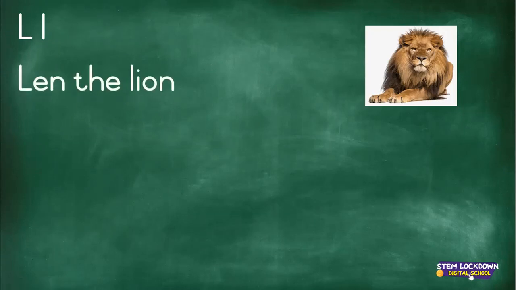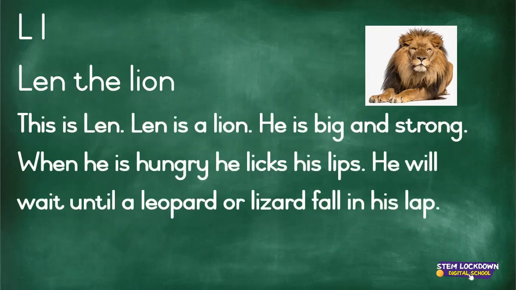Len the lion. This is Len. Len is a lion. He is big and strong. When he is hungry, he licks his lips. He will wait until a leopard or lizard fall in his lap. I'm going to read that story one more time to you.